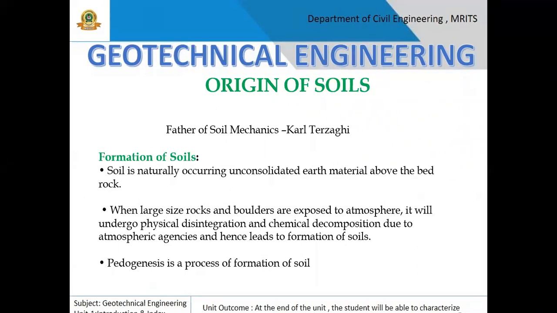When large size rocks and boulders are exposed to the atmosphere, they undergo physical disintegration and chemical decomposition due to atmospheric agencies, and hence lead to the formation of soil. That is what we have discussed. Large rocks, when exposed to atmospheric conditions, will be physically disintegrated or chemically decomposed due to environmental factors, and based on the transporting agencies, they will either be transported or remain as residual soils also. Pedogenesis is the process of formation of soil. We call the process of formation of soil pedogenesis.